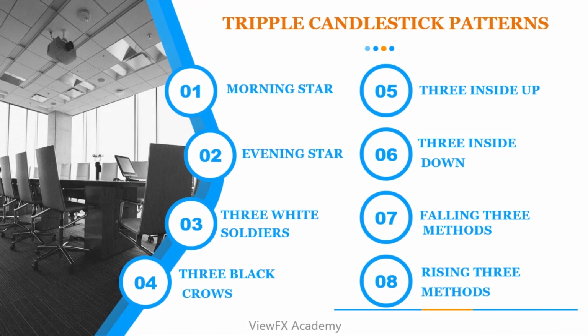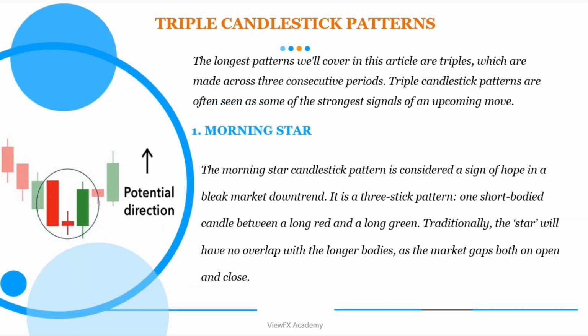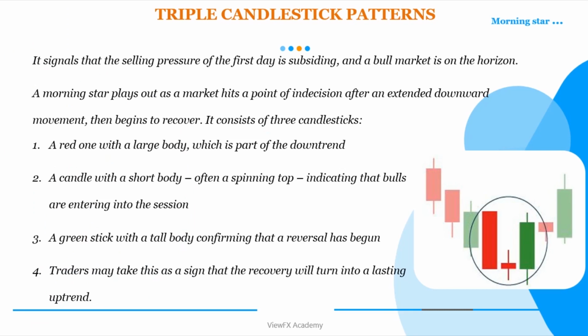Triple candlestick patterns. The longest patterns we'll cover in this article are triples, which are made across 3 consecutive periods. Triple candlestick patterns are often seen as some of the strongest signals of an upcoming move. Morning star. The morning star candlestick pattern is considered a sign of hope in a bleak market downtrend. It is a 3-stick pattern, one short-bodied candle between a long red and a long green. Traditionally, the star will have no overlap with the longer bodies, as the market gaps both on open and close. It signals that the selling pressure of the first day is subsiding, and a bull market is on the horizon.